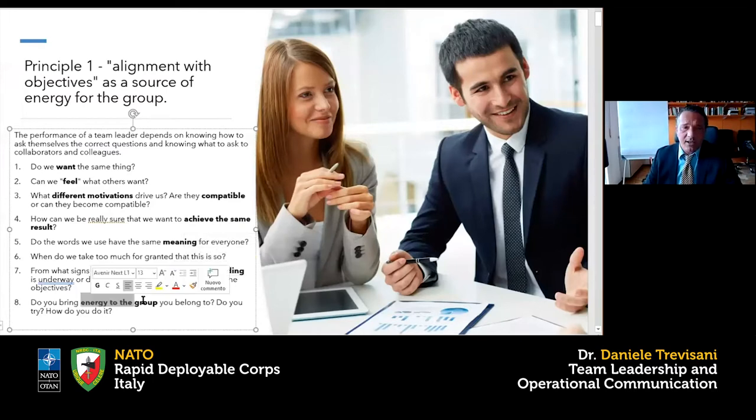And energy to the group. Do you, as a team member, bring energy to the group you belong to? Do you try? How do you do it? As you see, these principles are, let's say, general rules, golden rules that can be applied. They are 21, so we will not go through all of them, but it's just to give you an idea that when you have a good principle, then you are able to look at the team and at the leadership from a very different perspective.